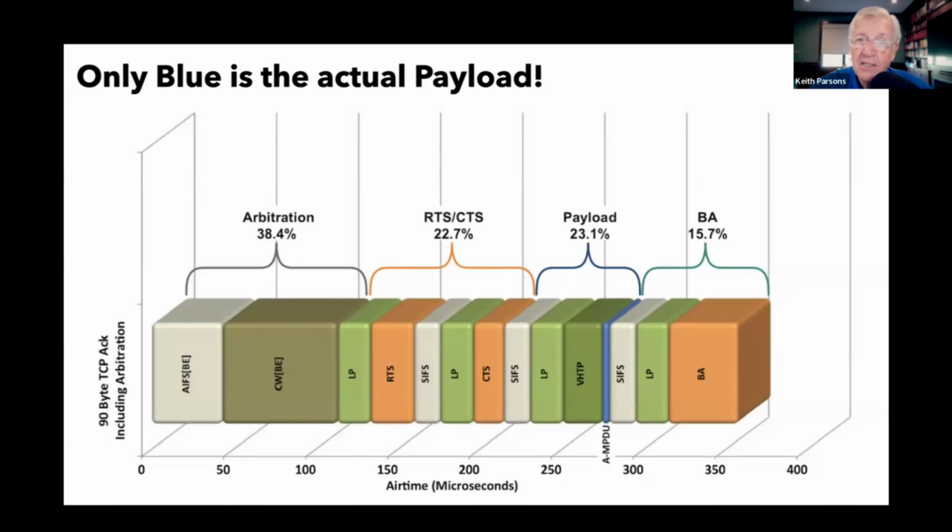Then if we're running RTS CTS to clear the channel, make sure no one else is there, that takes about a quarter of the time. The payload itself is about a quarter. And then the ACK at the end is about 15%. The payload is the smallest piece. And if you actually look at the real payload, just the blue part itself, it's hardly anything at all.